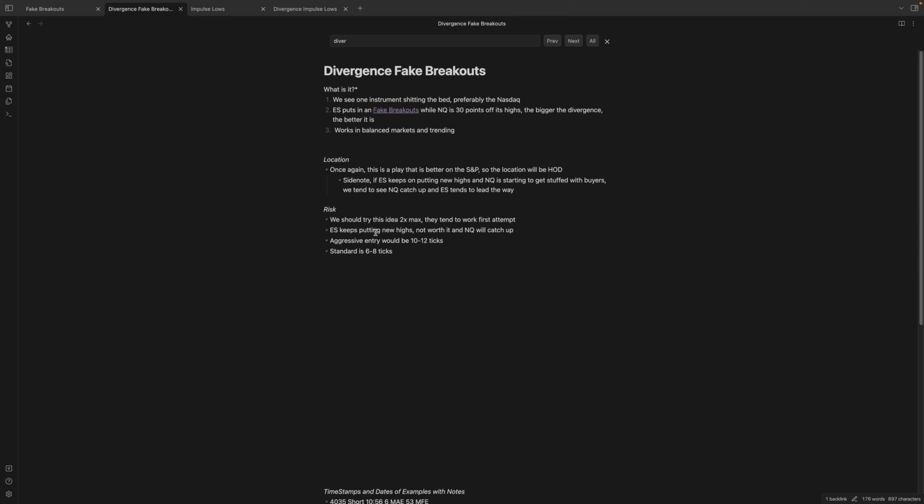So the risk on this trade is we should try this idea 2 times max. Some of the best trades that I've taken based on these plays tend to work right away on the first attempt. What happens otherwise is ES keeps on putting in new highs and it's not worth it, and NQ will eventually catch up. On an aggressive entry, my stop loss will be 10 to 12 ticks, and on my standard entry, it would be about 6 to 8 ticks.